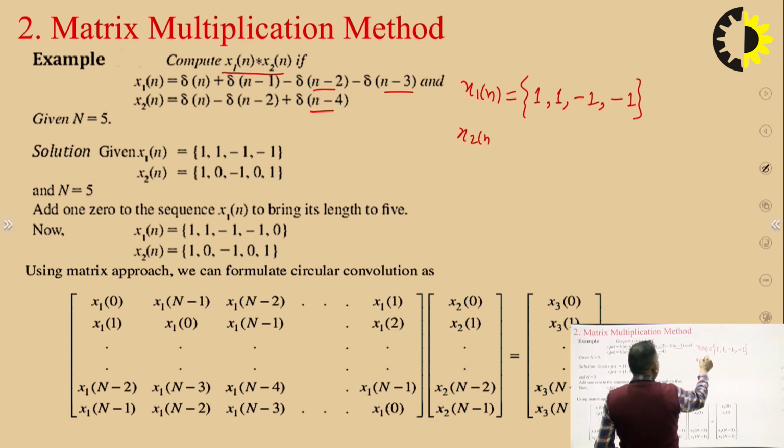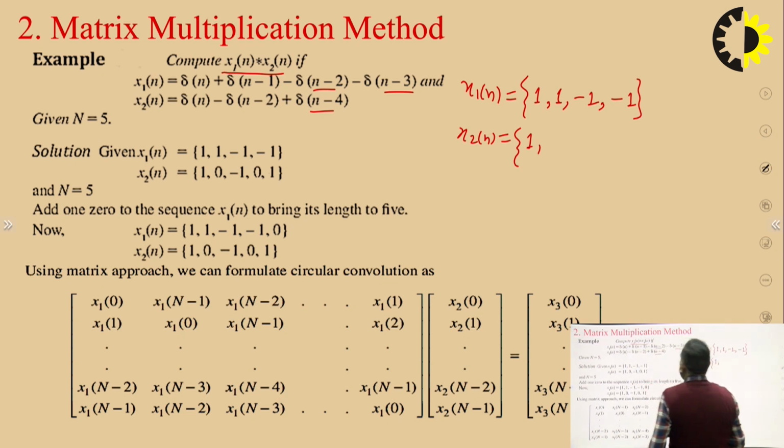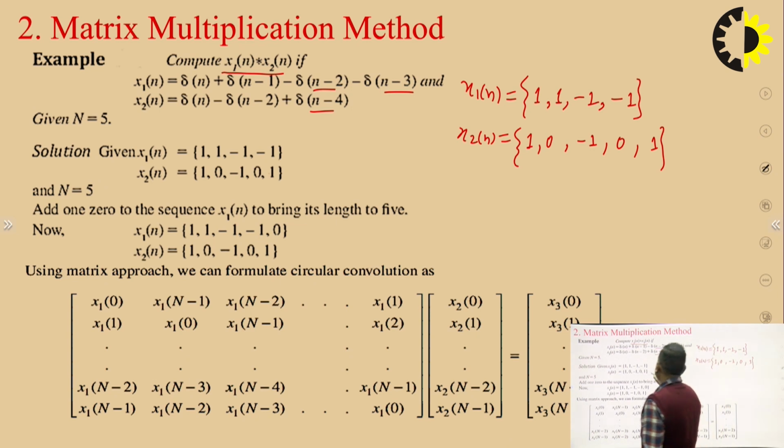And the sequence x2(n) is defined at n equals 0. So 1 minus delta(n minus 2) minus delta(n minus 4). So this is 1, 0, minus 1, 0 and 1. So this is the second sequence.